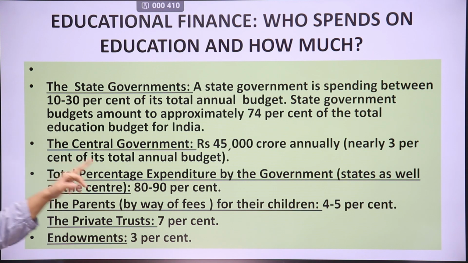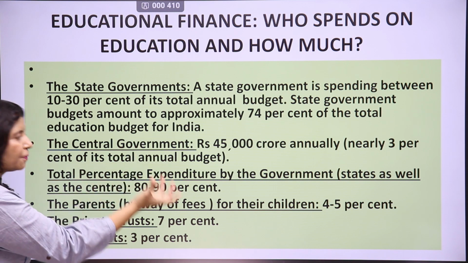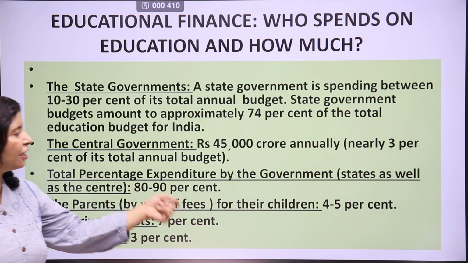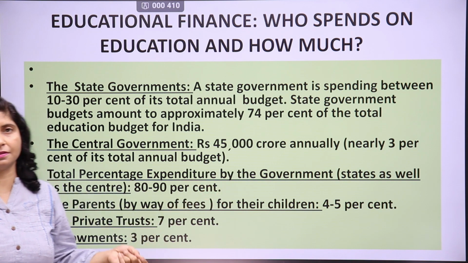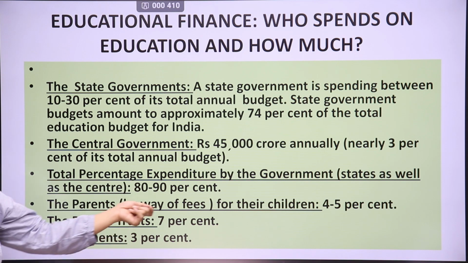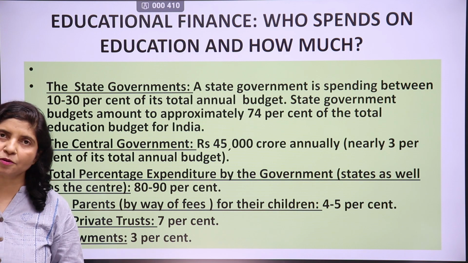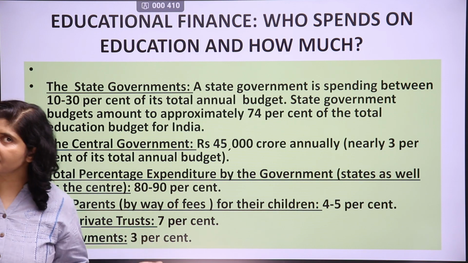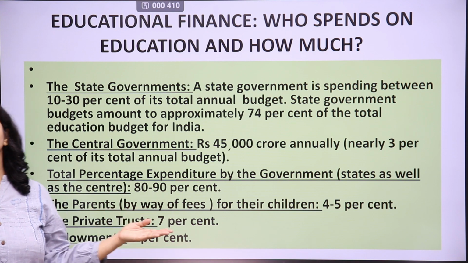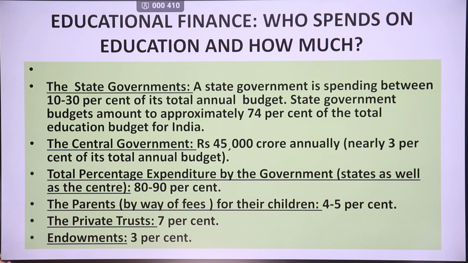Then the total percentage of expenditure by the government, that is state and central government, is 80 to 90%. Then the parents, by way of fees, how much do they contribute? 4 to 5%. Then the private trusts like NGOs and education trusts invest nearly 7%. And the endowments, like corporate social responsibility, like Reliance donates some amount or Tata's invest some amount in education, that is about 3% of your total expenditure on education in India.